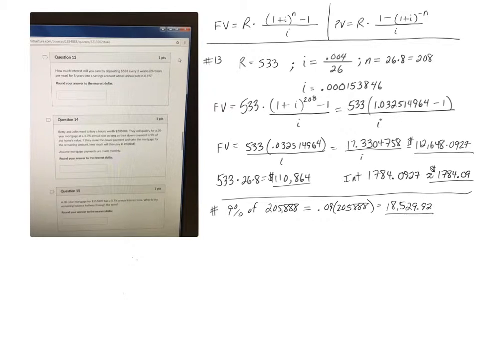So they don't have to borrow that much because they're giving the bank that much right up front. So if we subtract this amount from the full price of the house, 205,888 minus that amount, they're going to borrow 187,358.08. So that's the amount right there. That is like the present value. That's how much they're going to borrow right now.